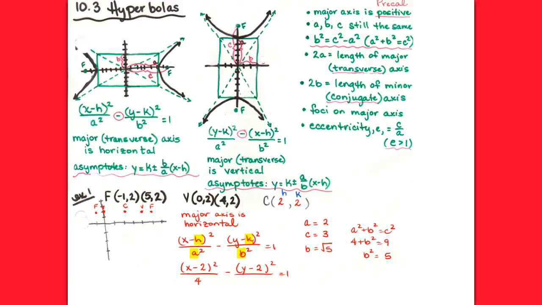So we've already plugged in our center. That was H, K. So we can come and plug in A. Since A was 2, then our denominator here, A squared, is going to be 4. And then over here, since B was the square root of 5, then our denominator, B squared, is going to be 5. And I'm done. That's all I have to do, is just create the equation.